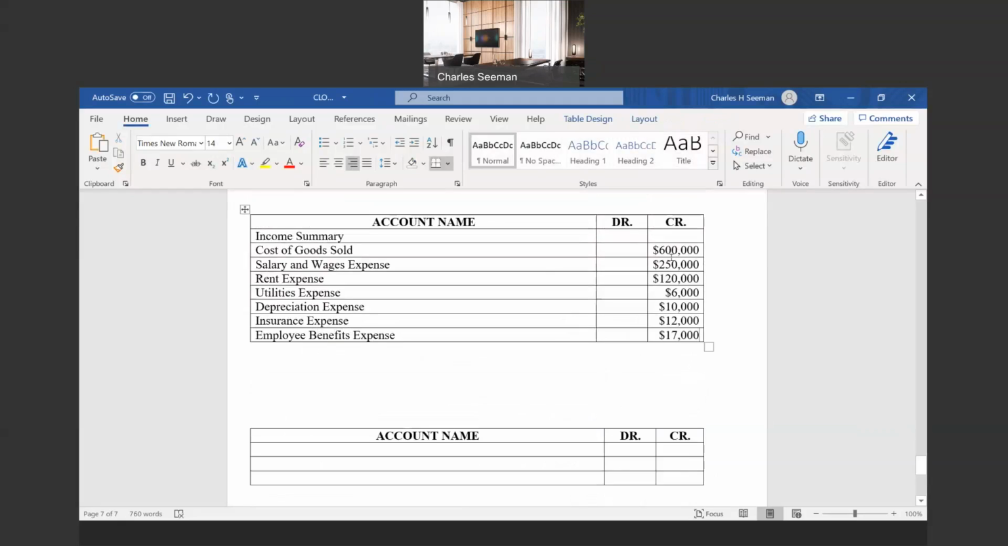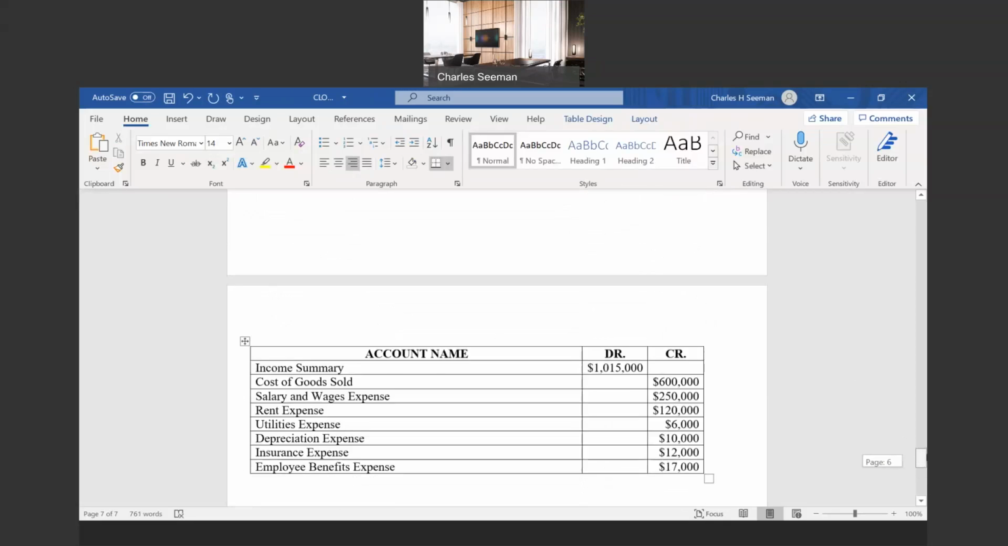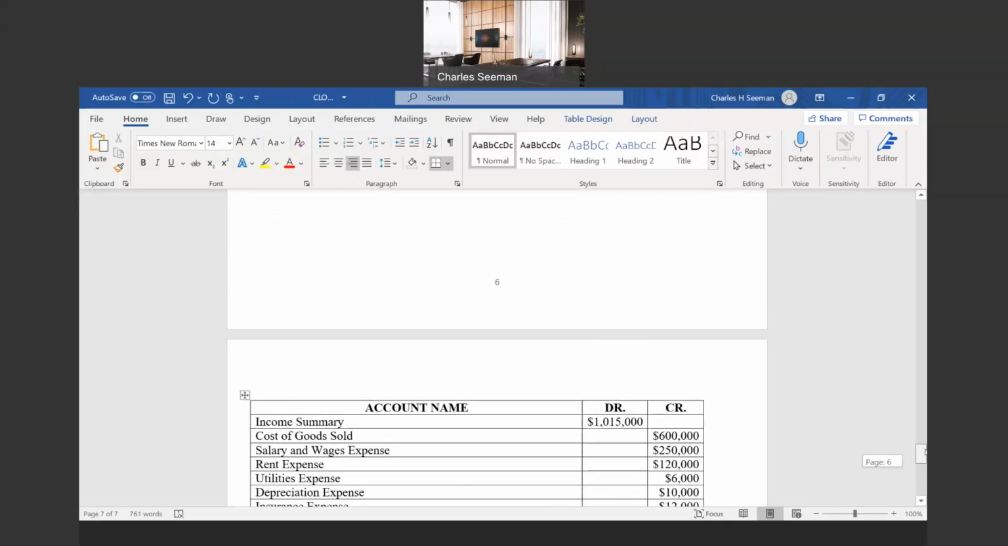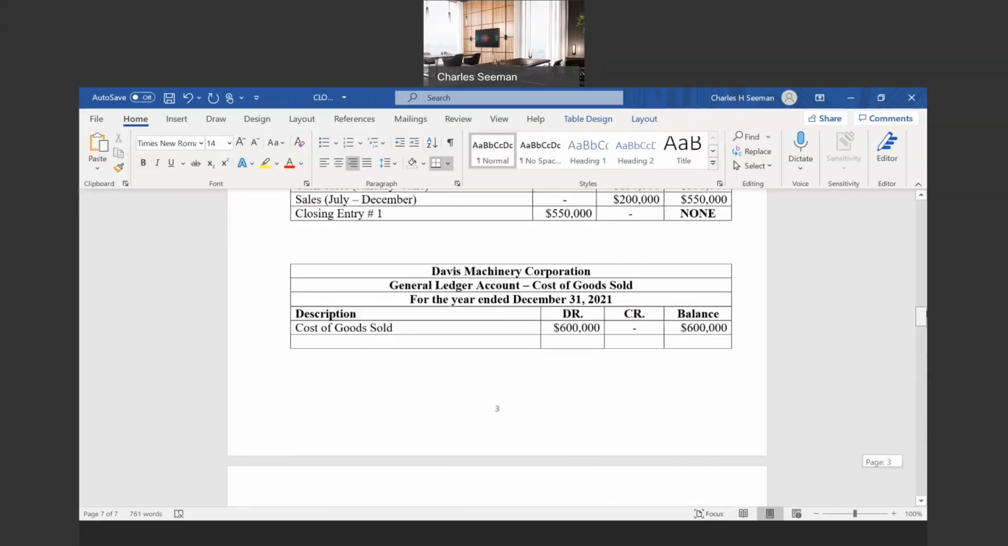Income summary, then I just total these all up and I debit income summary for all the amounts that I credited. Now I post that journal entry to the general ledger. The first one I'm going to do is income summary. This is a debit.